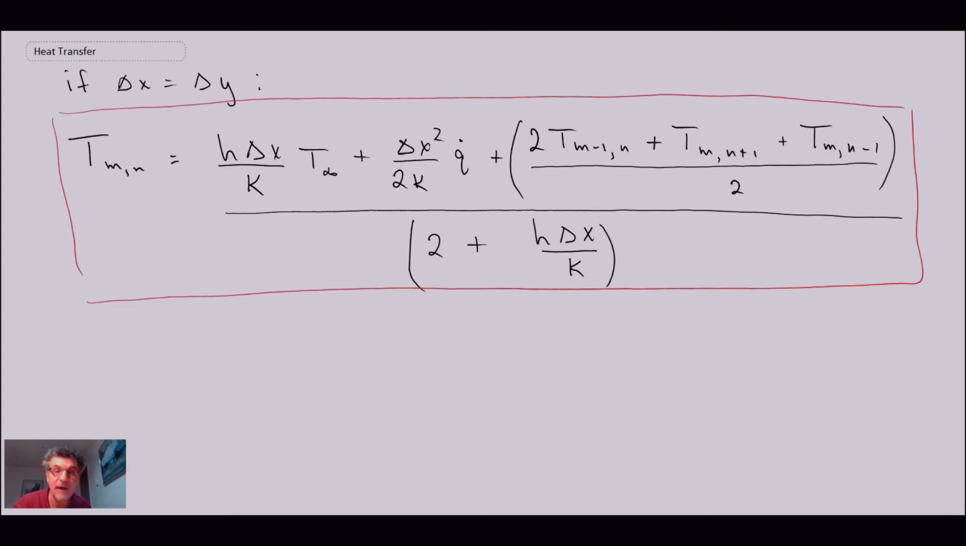The last segment, what we're going to do is we're going to take a look at the most complicated, and that is where we have radiation and convection on a surface. And so that's what we're going to do in the next and last segment for this.